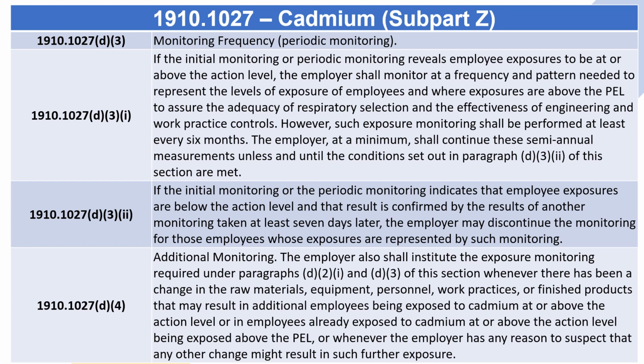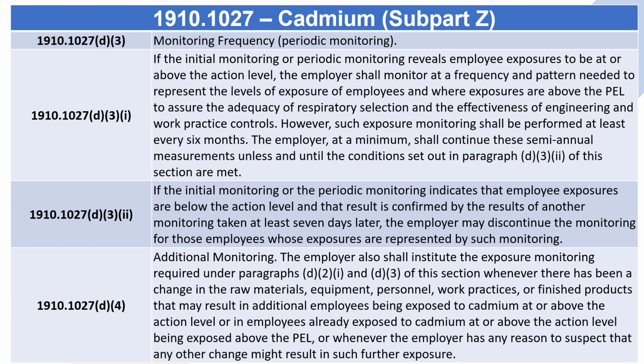1910.1027(d)(3)(ii) If the initial monitoring or the periodic monitoring indicates that employee exposures are below the action level and that result is confirmed by the results of another monitoring taken at least 7 days later, the employer may discontinue the monitoring for those employees whose exposures are represented by such monitoring.